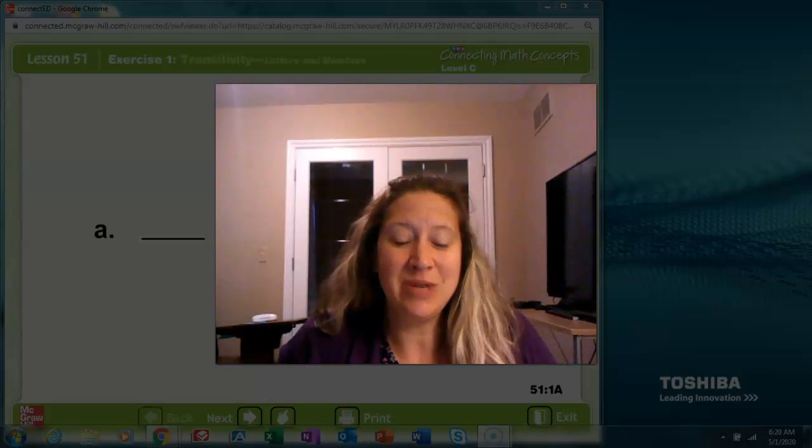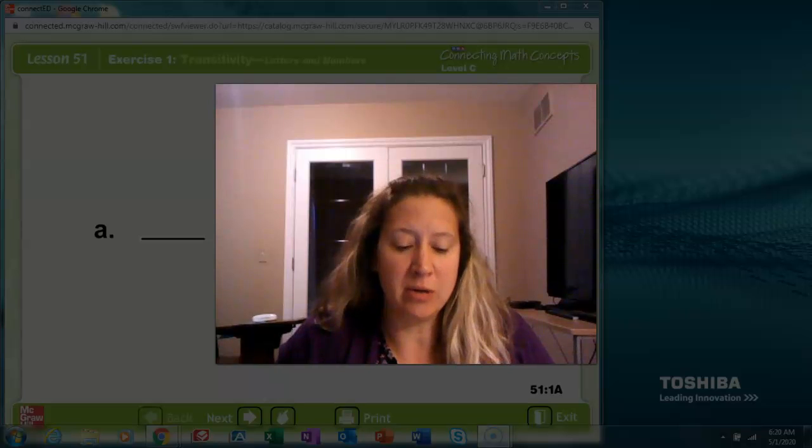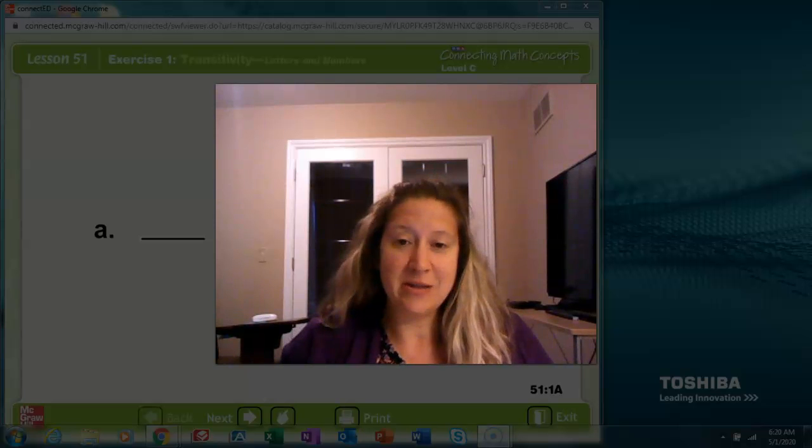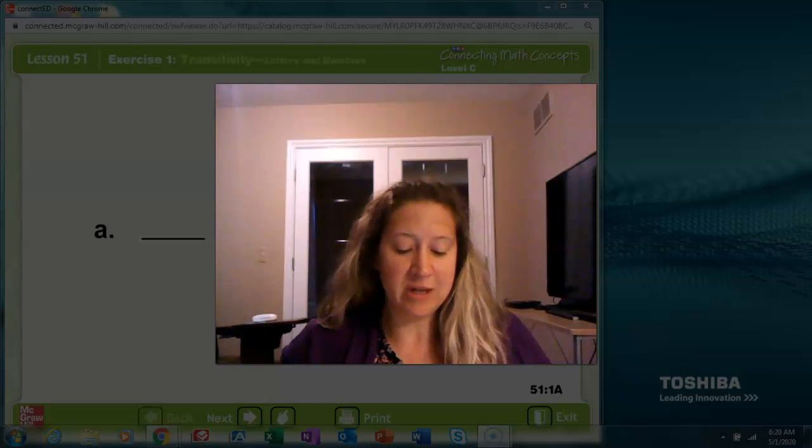We are going to be doing lesson 51. You'll need your green workbook out to page 135. So if everyone could turn to page 135 in your workbook and find part 1. For part 1, we are going to review the transitivity rule.